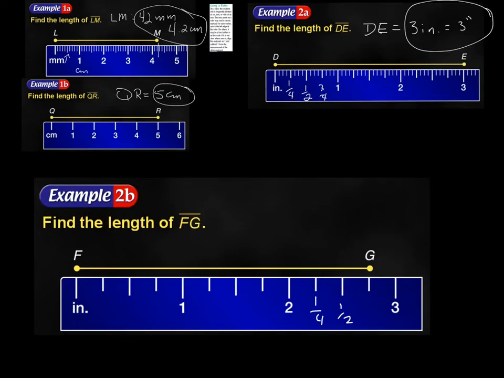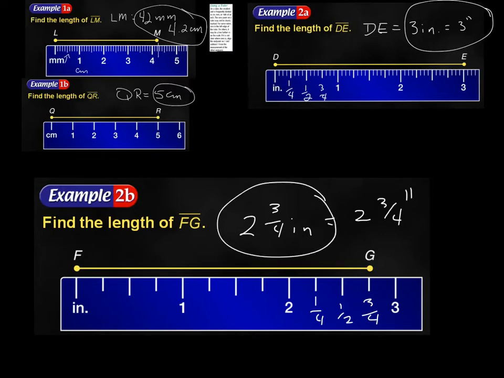Okay, this looks like it's measuring to the nearest 1/4 of an inch, so that would be 3/4. So it's going to be 2 and 3/4 inches, or we could write 2 and 3/4 in. It's more common in math to use the IN.